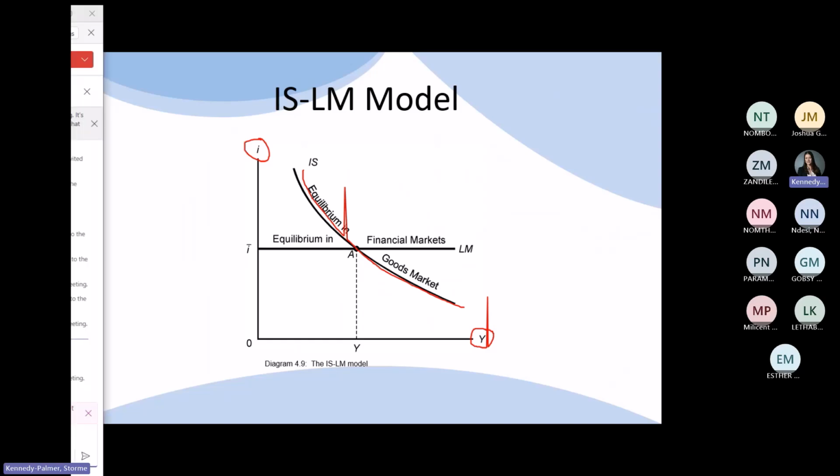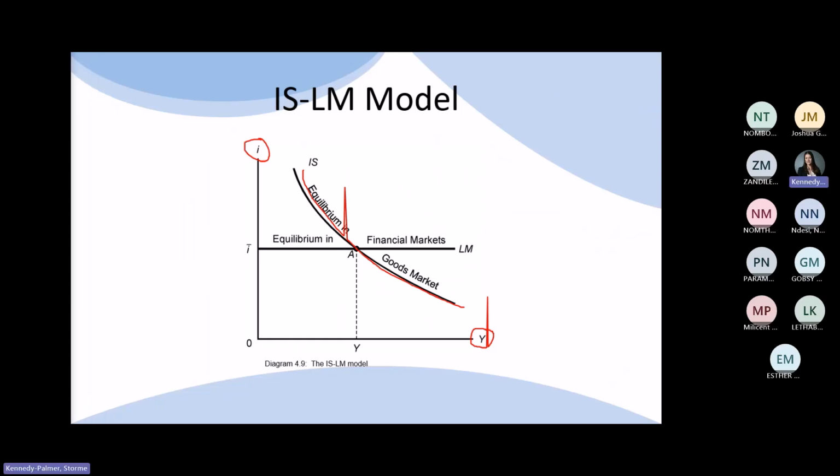Then we've got the LM curve, which represents financial market equilibrium. The interest rate is controlled by the central bank in our module. That's why it's represented by a horizontal line at the policy rate. The IS-LM model determines the short-run equilibrium position of interest rates and output.